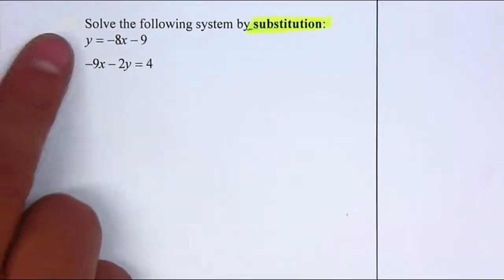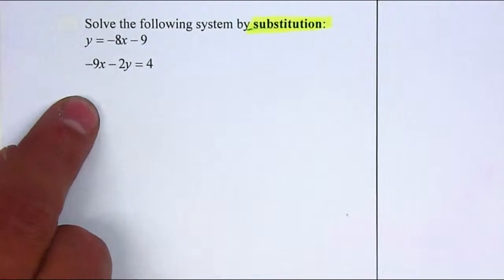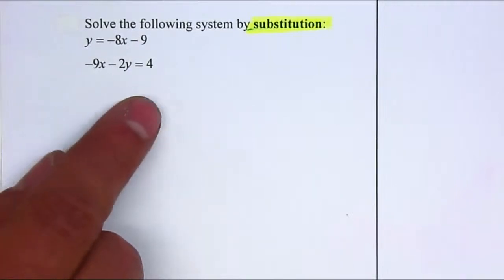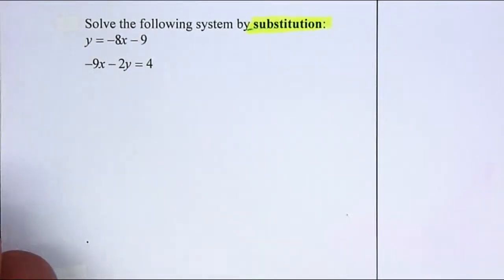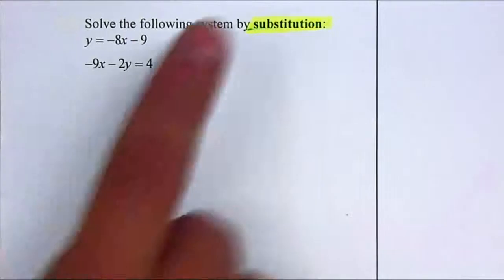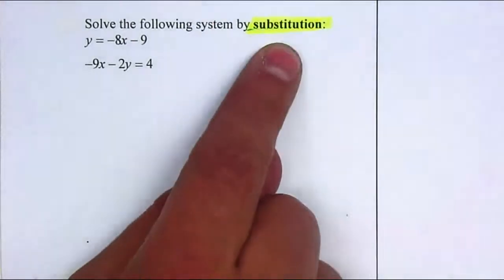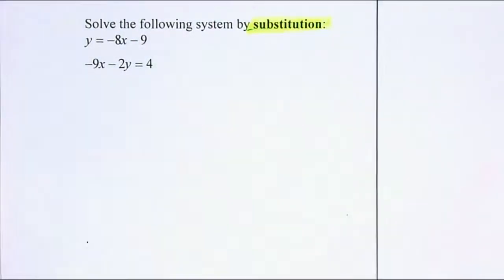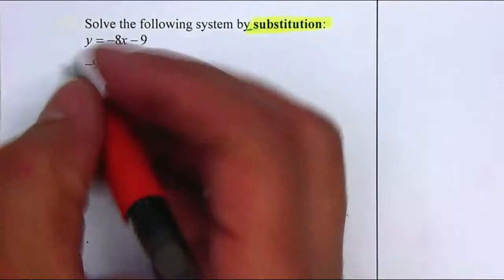You can solve it by combination if you want, by lining up the x's, the y's, the equal sign, and then the number, basically placing them both in standard form. But in this case, we need you guys to solve it by substitution. And what's great about this problem is that it's already solved for y.